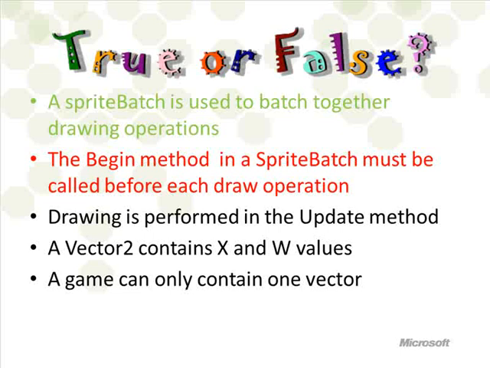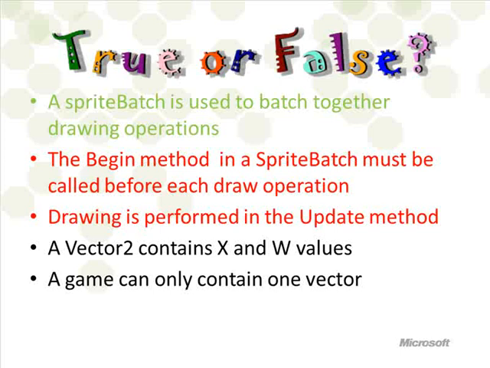Okay, so drawing is performed in the Update method. True or false? Scratch his chin thoughtfully. That's actually rubbish, because Update is where you update the game. Draw is where you do the drawing, and the two are distinct and separate. And so you mustn't draw in Update or update in Draw. That's bad karma and will cause horrible things to happen to you later in life.